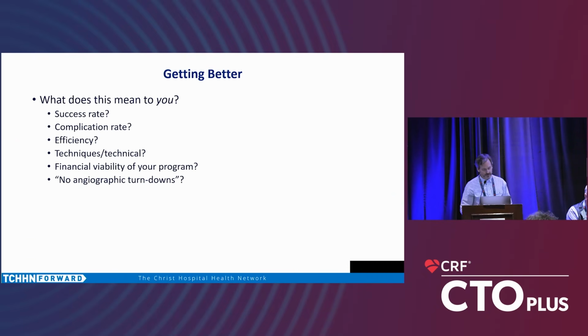So what does it mean to get better? What does this mean to you? Is it about your success rate, your complication rate? Everybody wants high success, low complications. We're talking about procedural efficiency, being able to do things faster. Maybe that helps the flow in the lab. Maybe that helps you get home to your family. Financial viability program. Do you want to be the person that does no angiographic turndowns, to be able to do everything? What does it mean for you to get better?